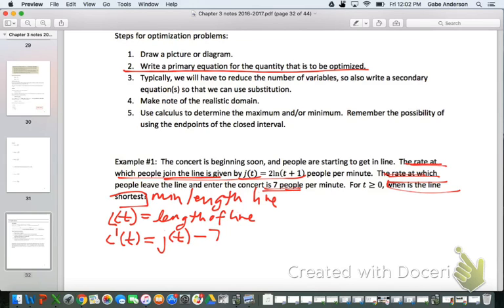What are the units for J of t? People per minute. And what are the units for the 7? People per minute. And then finally, L prime. If L of t is the length of the line, what would be the units for L of t? Just people, the number of people. So then L prime would be people per minute. And so we can see that we have people per minute equals people per minute minus people per minute. If any of those units didn't agree, we've messed it up.